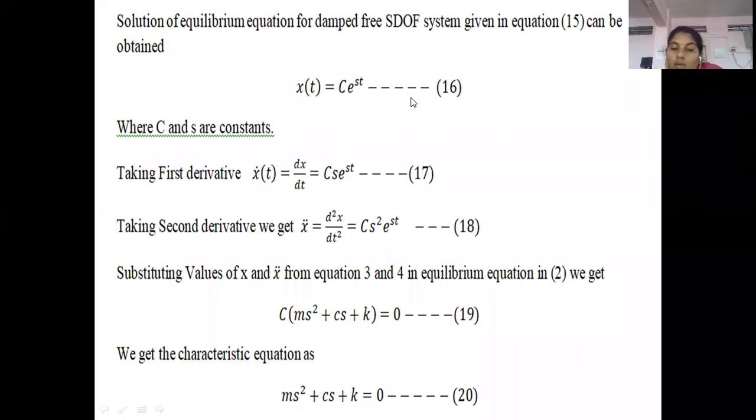As per the mathematical rule, if a into b is equal to 0 and a is not equal to 0, then b is equal to 0. Here, c and s parameters are not 0, so we have to calculate the values of s so that the quadratic equation ms square plus cs plus k equals 0. We have to solve that quadratic equation to find the values of S1 and S2, and put these values in equation number 16.